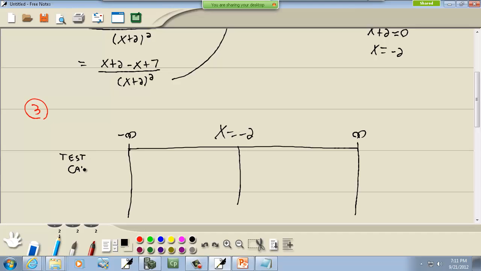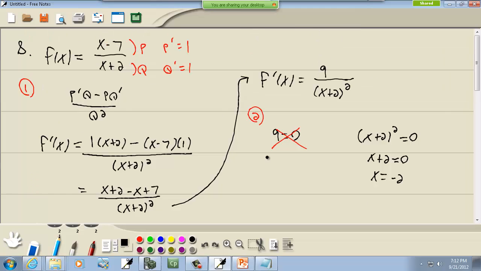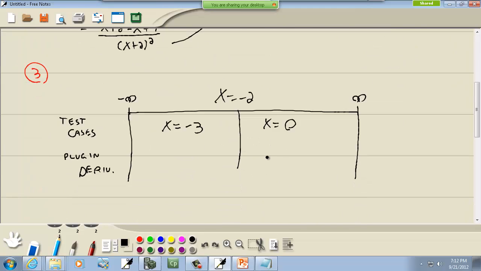We want to pick test cases. I'll choose something between negative infinity and negative 2, negative 3. Something between negative 2 and positive infinity, like 0. And then we want to plug that into our derivative. Let's try writing that again. There we go. Our derivative was, what was it? 9 over x plus 2 squared.